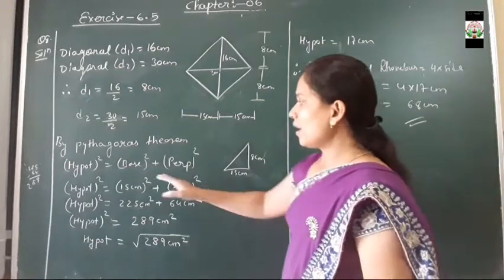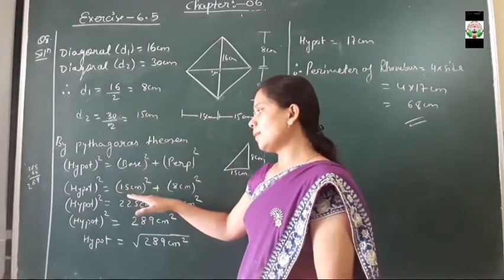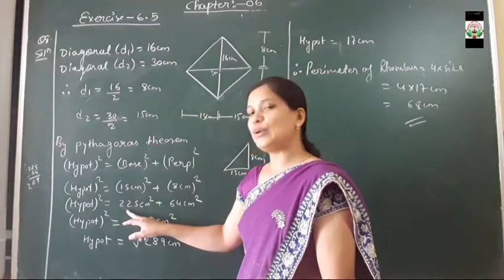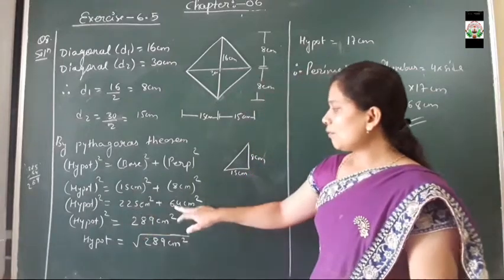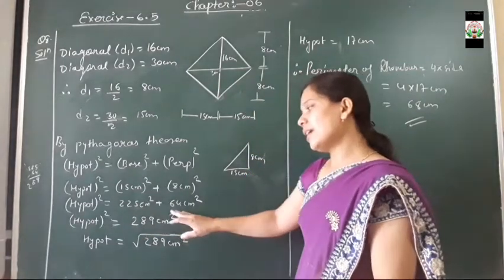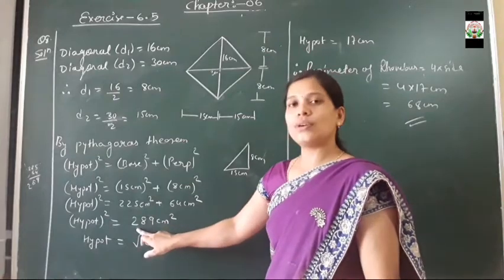So here we are applying the Pythagoras theorem. Applying the Pythagoras theorem, 15 square will be 225. 8 square will be 64. So 225 added to 64, we get the answer as 289.